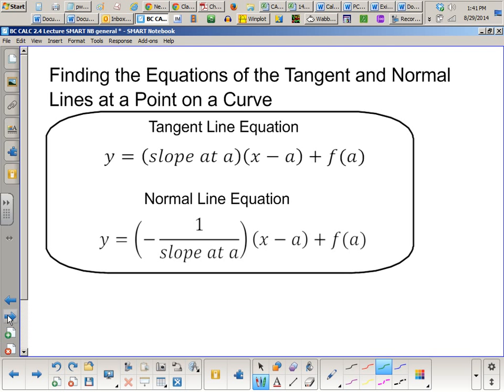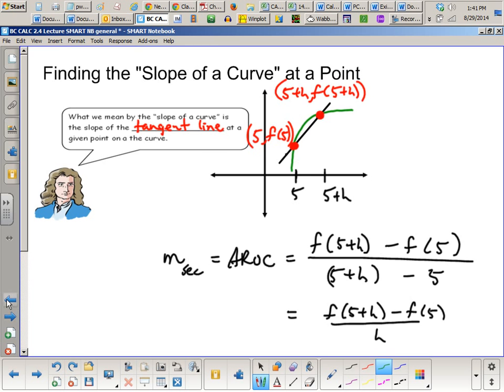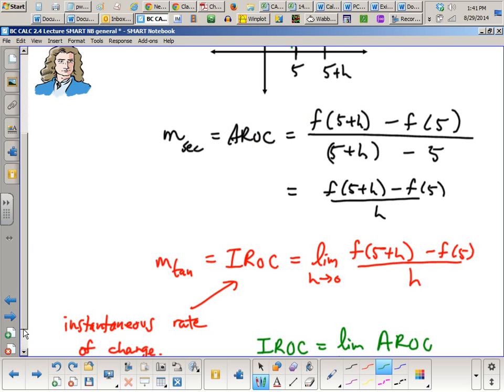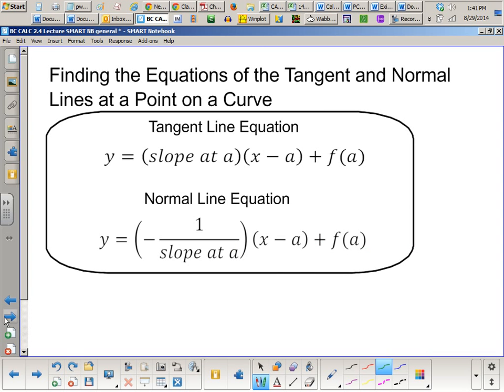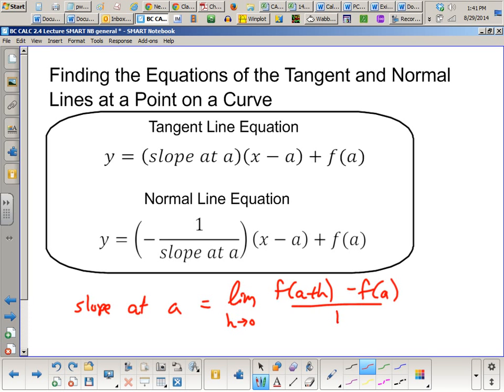So make sure you have these formulas written down, and also the one on the previous page, right here, the one in red, very important. So I'll write it on here as well, so you have all three on one page. The slope at A is limo f of A plus h minus f of A all over h, also known as the definition of a derivative at A.